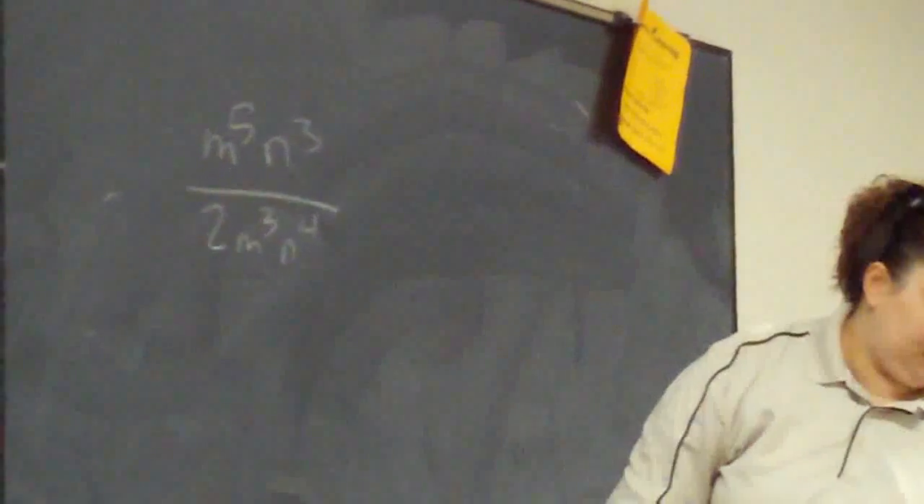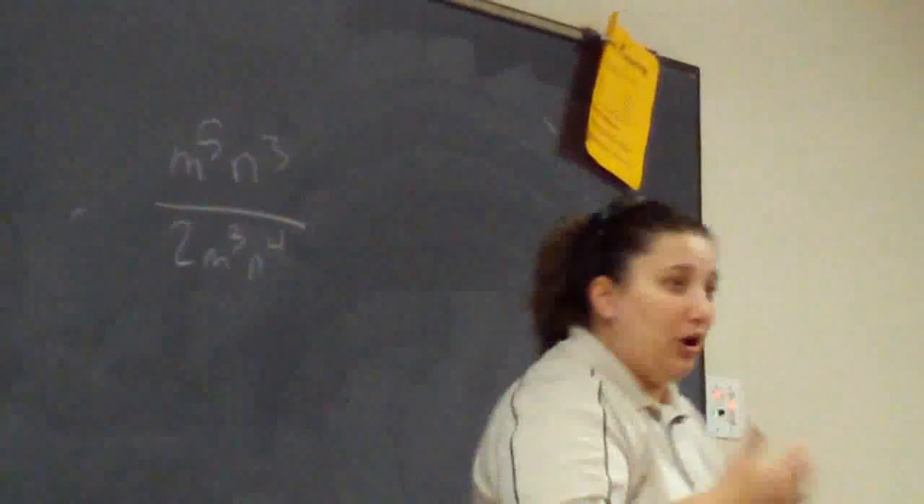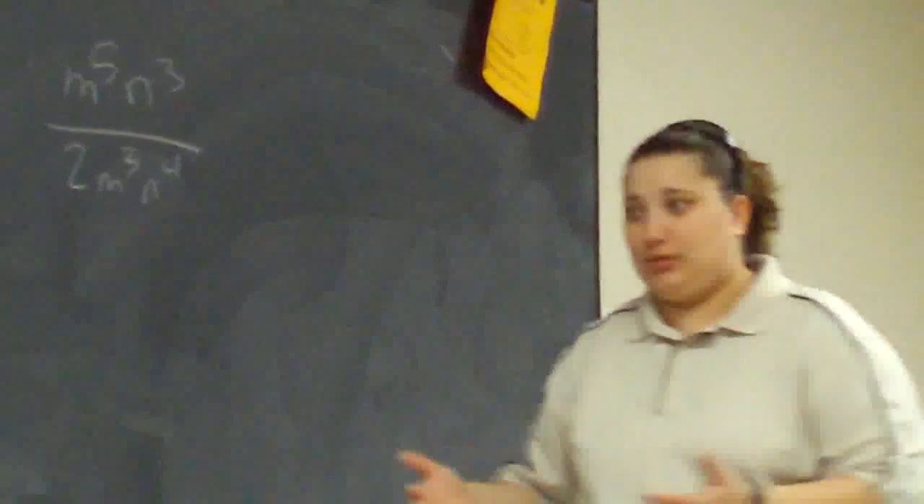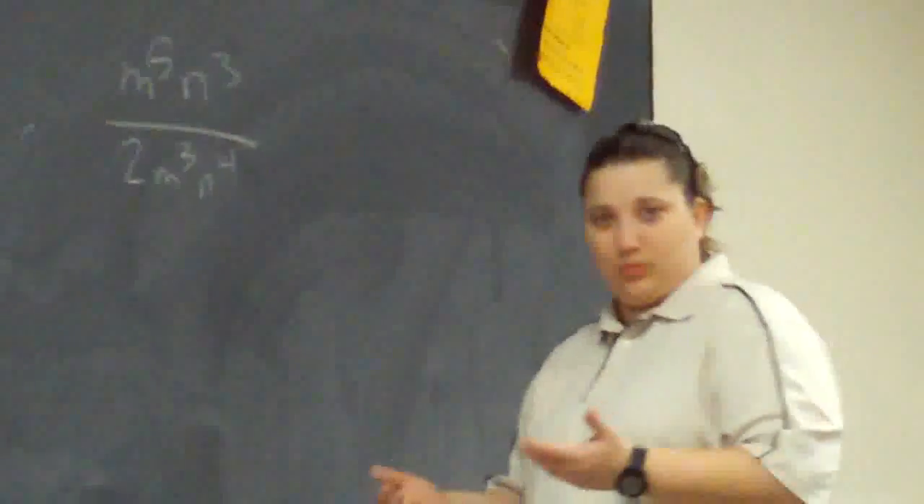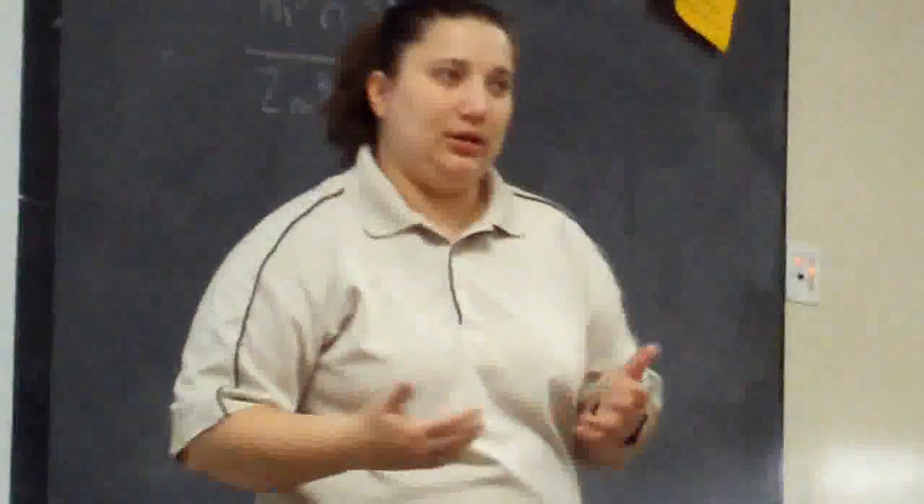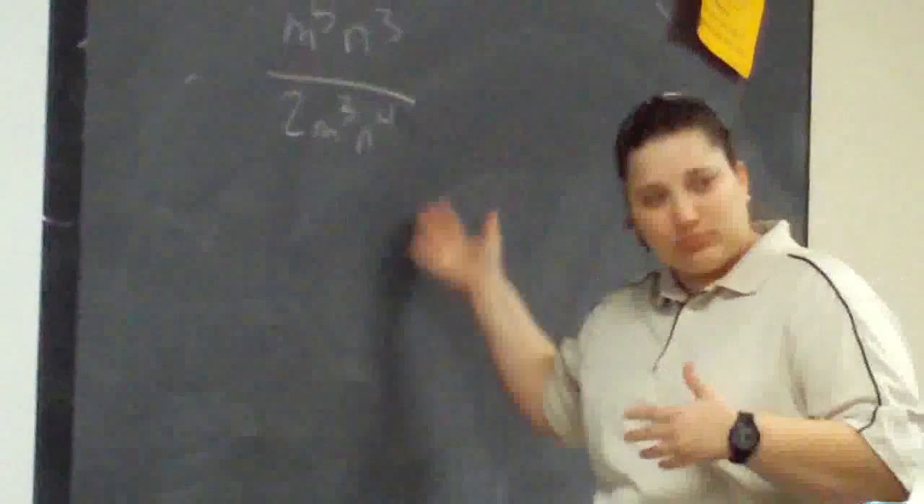If you're wanting to do it the long way, using every single property, okay, I can simplify first and then bring the negative 1 in. Which way is actually faster? Flip it and then reduce.